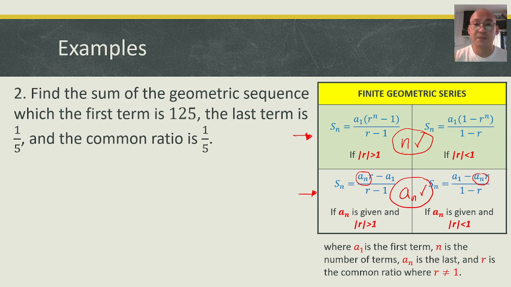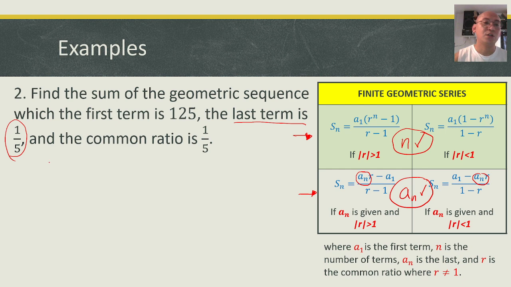Take note, the difference between the two formulas: we will use the first row formulas given that the absolute value of r is greater or less than 1. We will use this first row if n, or the number of terms, is given. And the second row formulas, we will use if the last term is given. Since on the second problem, the last term is already given, which is 1/5, we will use the second row formulas. But which of these two formulas are we going to use?